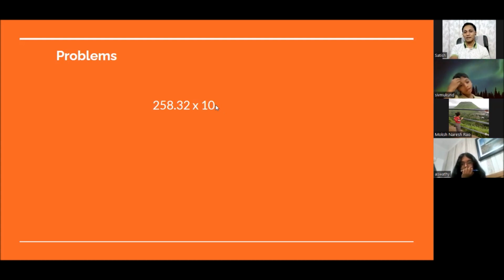So this decimal will shift to this side, because this was 0.3. When you multiply with 10, this will become 3. So the decimal will shift to one side.